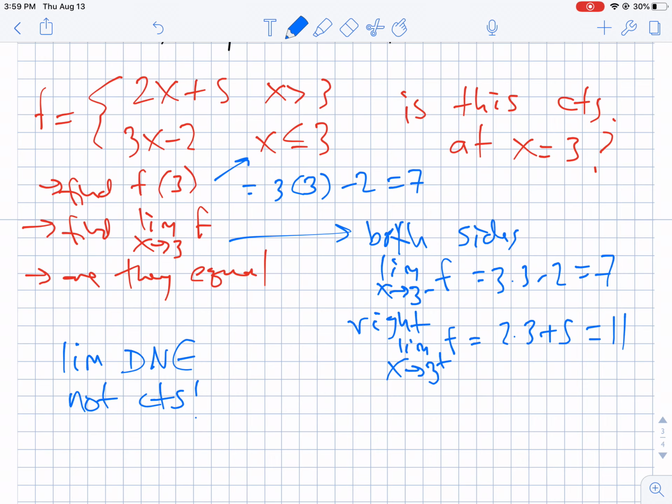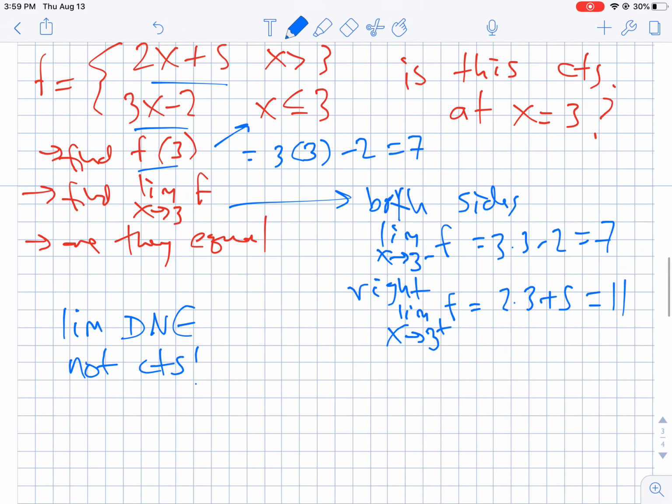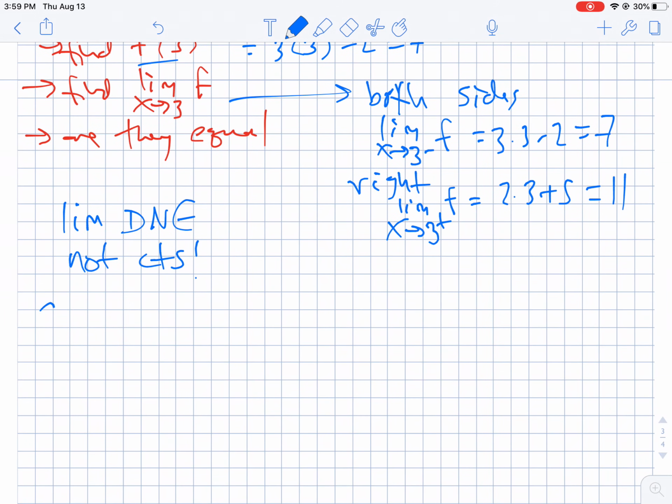So the general strategy here is just to check both sides and see if you get the same thing. That's how you do a piecewise function that you have to figure out if it's continuous at a point. Now, there's another fun type of problem: what if you have a piecewise function that you want to make continuous? I really like these.